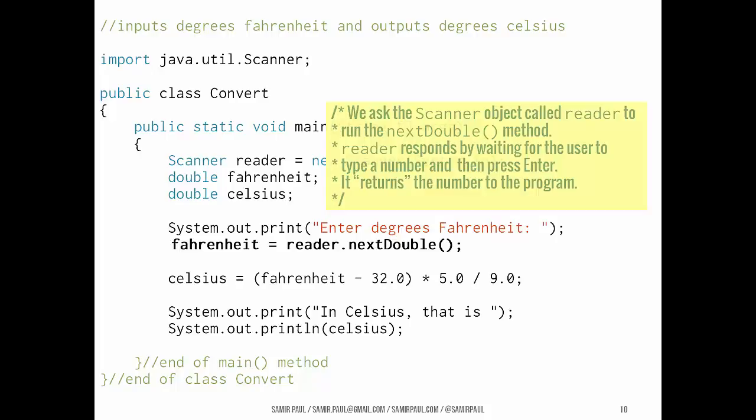Next line. It's helpful to read these statements from right to left. So we're saying to our scanner object, hey, reader, use your nextDouble method. Now, you've never seen the specifications for the nextDouble method, but it waits for the user to type in a number. And whatever the user types in then gets stored in whatever variable we stick on the other side here. So what we're saying is, hey, reader, get a number from the user, from the keyboard, and store it in the variable Fahrenheit.